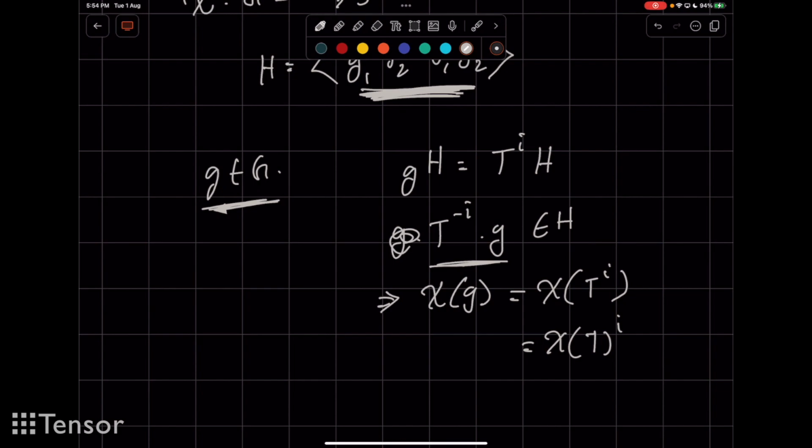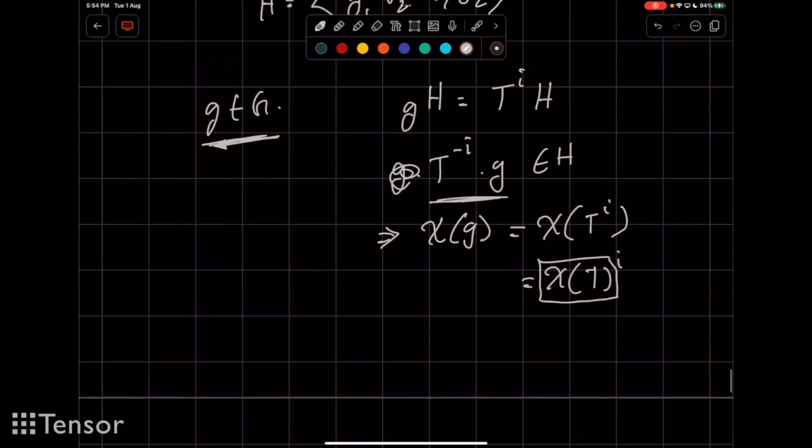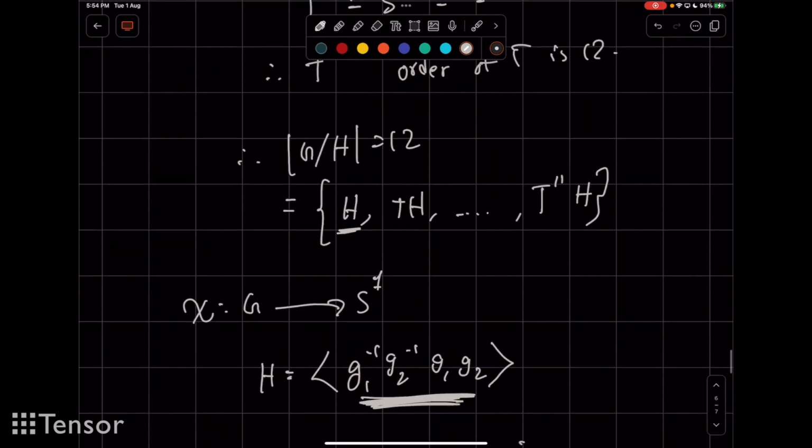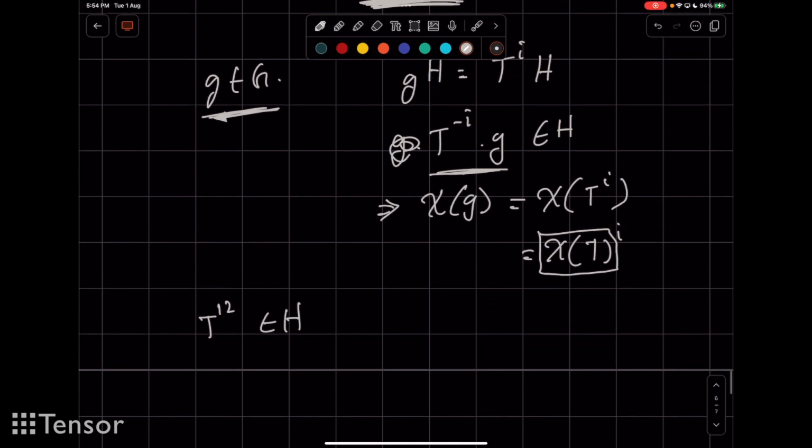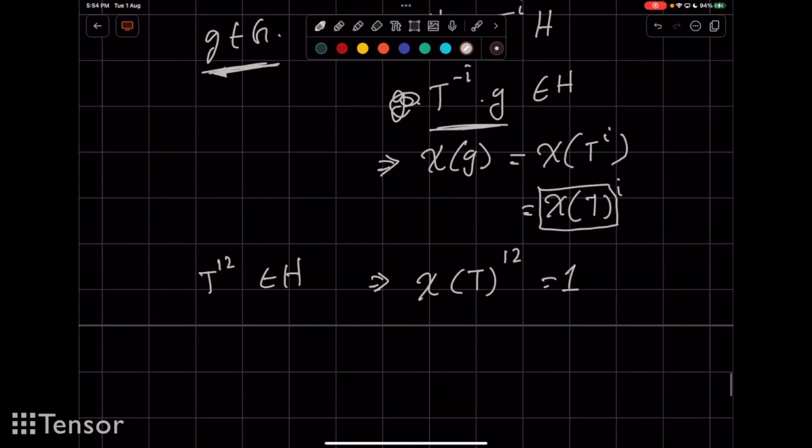All right. So we just need to figure out what chi of t should be. And we know that t to the 12 is in H, because in here we have written that t to the 12 is the identity. By identity we mean the identity coset. So t to the 12 is in H. That means chi of t to the power 12 has to be identity. So how many options for chi of t do we have? Exactly 12 options, precisely the 12th roots of unity.